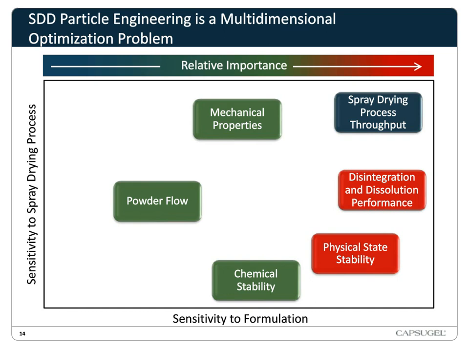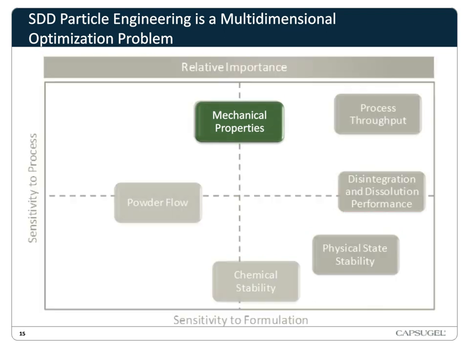We have also assigned relative importance, suggesting although many of these attributes are co-optimized, there is a hierarchy. So in general, formulation is often set based on disintegration, dissolution, and physical and chemical state stability. And things like mechanical properties and powder flow are optimized within these constrained spaces. So in this talk, really what we're going to focus on is the mechanical properties as it relates to tableting.